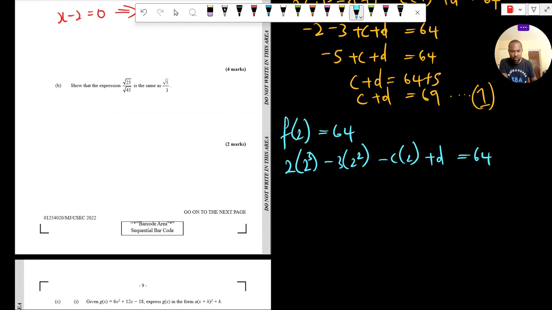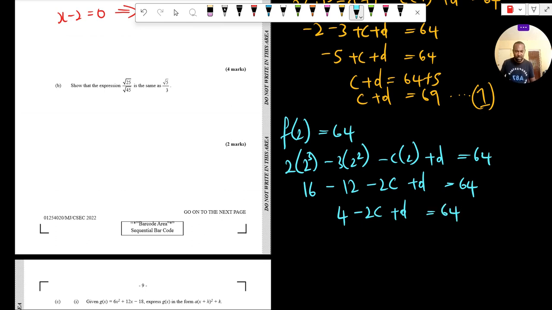So let's simplify this. Now 2 cubed, that is 8. 2 times 8, that is 16. 2 squared, that is 4. 4 times 3, that is 12. So 16 minus 12 minus 2c plus d is equal to 64. Now 16 minus 12, that gives us 4. So we have 4 minus 2c plus d is equal to 64.